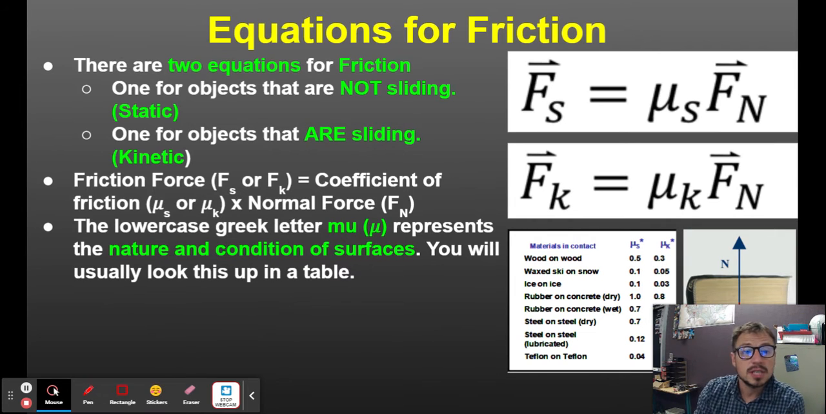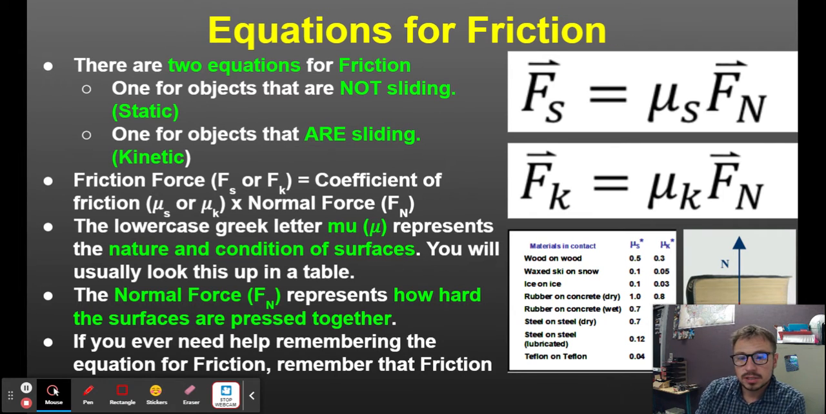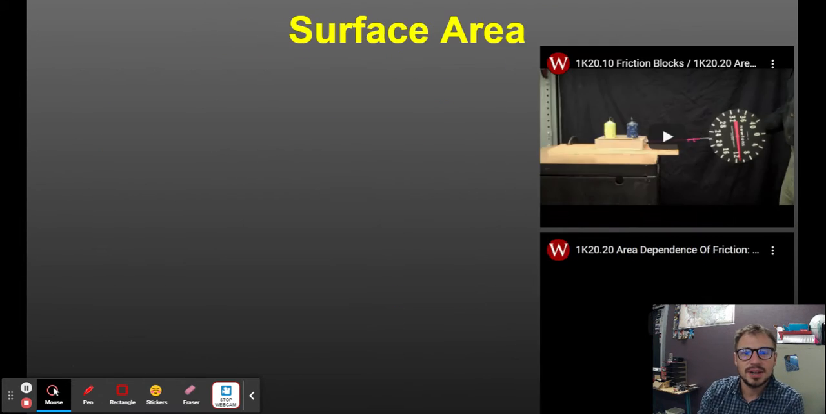So you usually look this up in the table, or you can calculate it. The normal force represents how hard the surfaces are being pressed together. I always joke around and say, if you need help remembering the equation for friction, remember that friction is fun, right? All right.